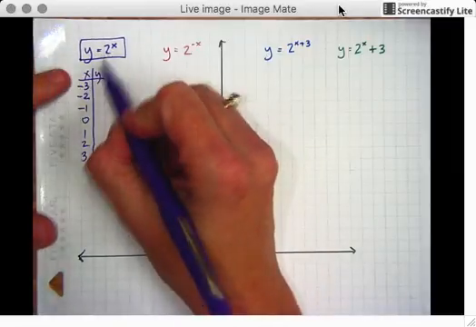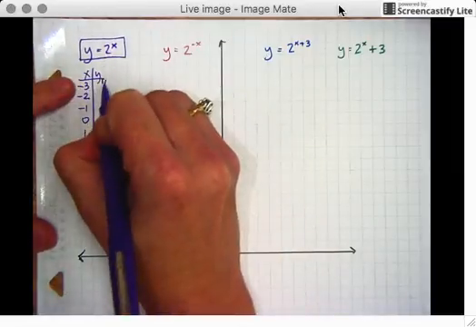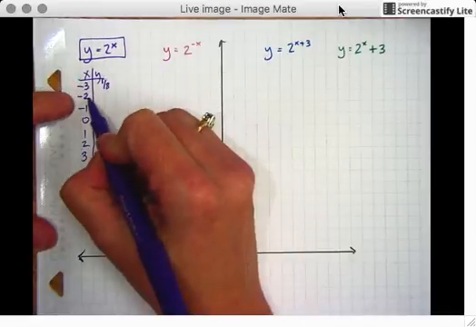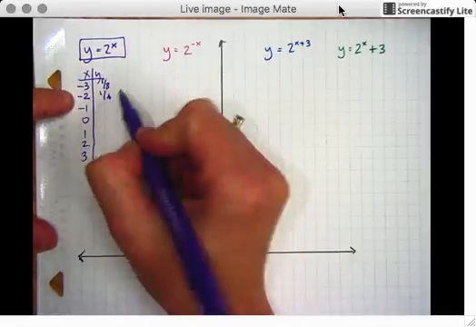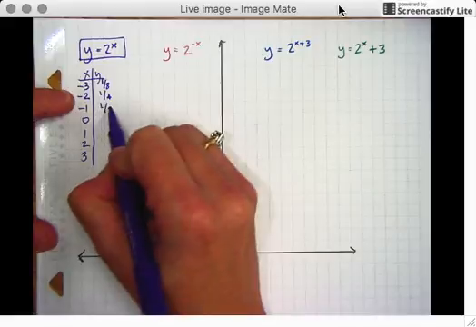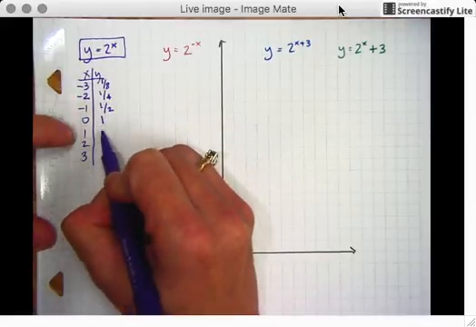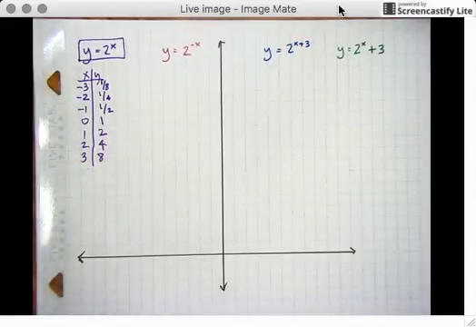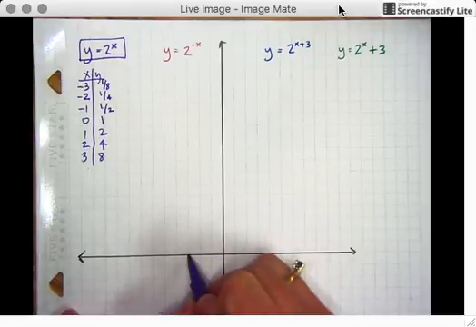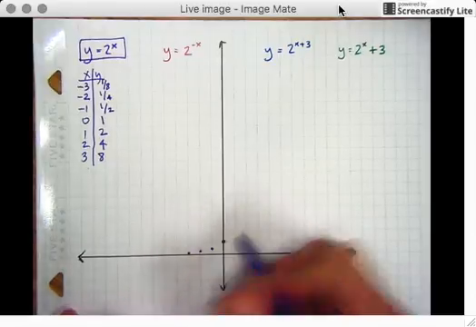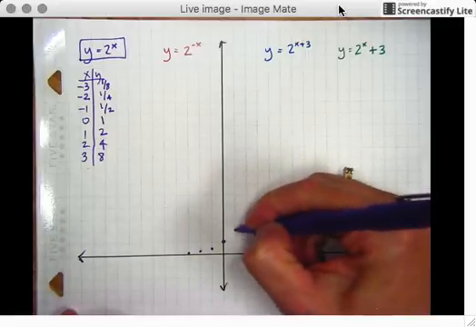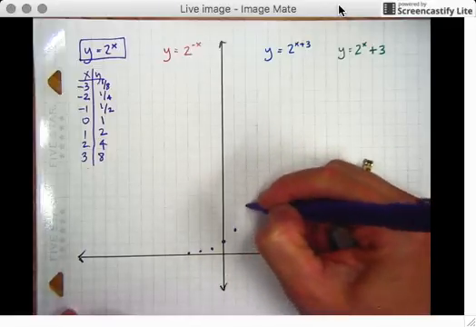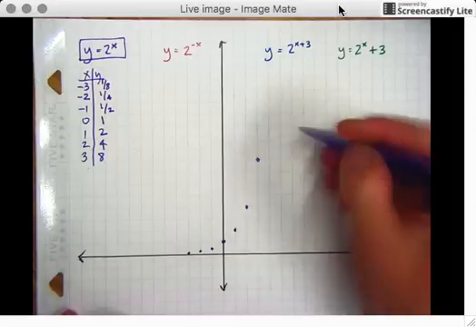So when I raise 2 to the -3rd power, I get 1/8. When I get 2 to the -2, I have 1/4. This would be 1/2. This is 1, 2, 4, and 8. So really what I have there is 7 ordered pairs. Let me see if I can plot them fairly quickly.